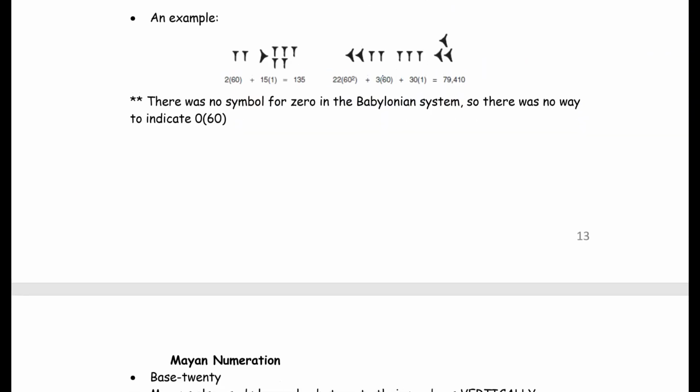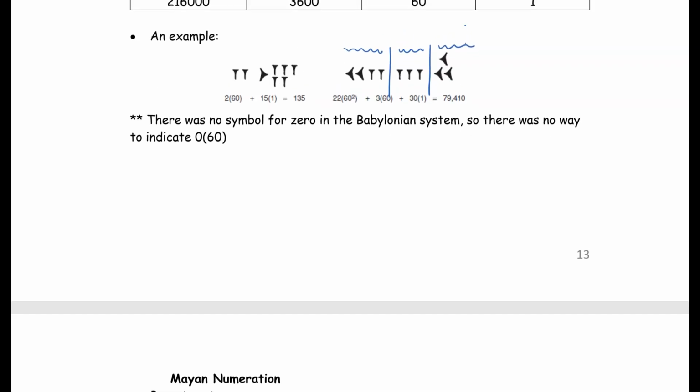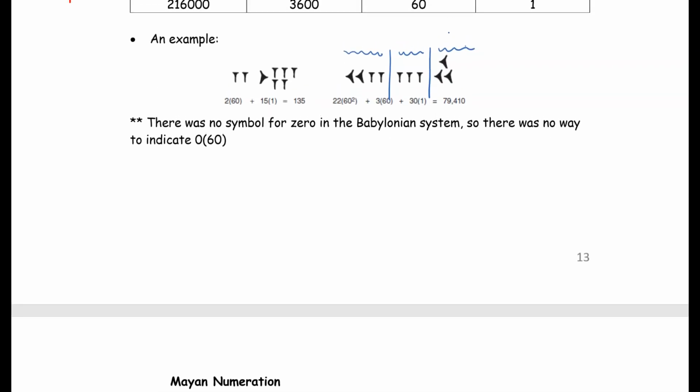I'll just scroll down real quick here and show you how they use place values. So take this example right here on the right, and these would be the place values. So you have this place here, and then here, and then here. So each place value represents a group of some multiple of 60. So this first place value on the right is 60 to the 0 power, which is just 1, 60 to the first power, which is 60, 60 to the second power, which is 3600. So those are the sizes of the groups, okay? And then these symbols tell you how much of each group you have.